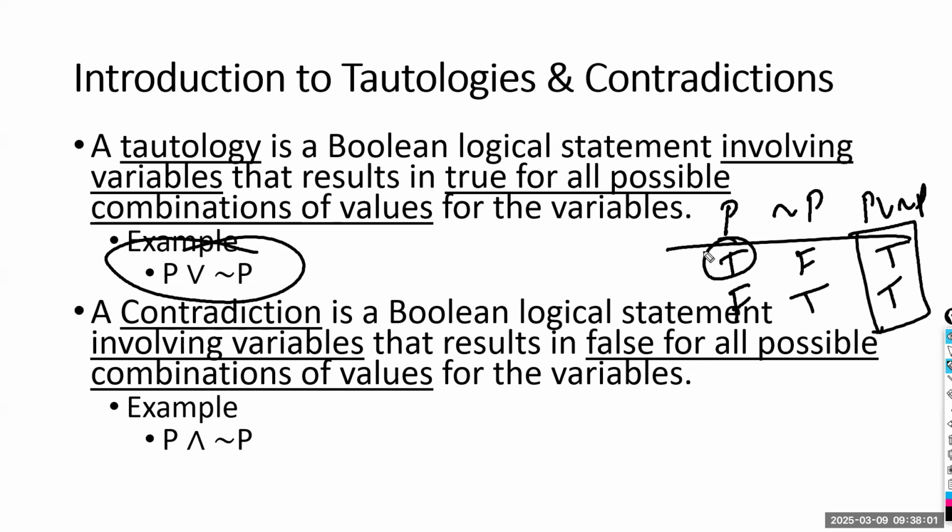So when P is true, it is true. When P is false, it is also true. Therefore, this statement is a tautology. That is not because of a very special case situation. Someone has crafted this statement so that it always results in true.